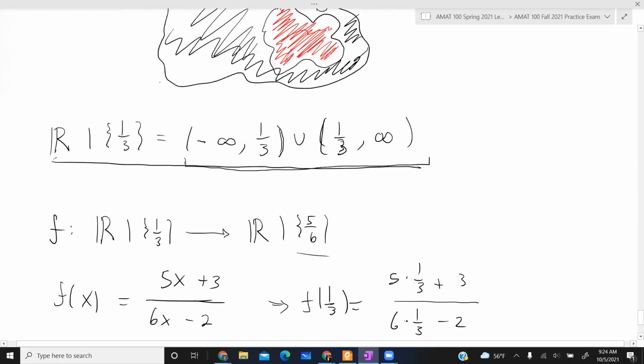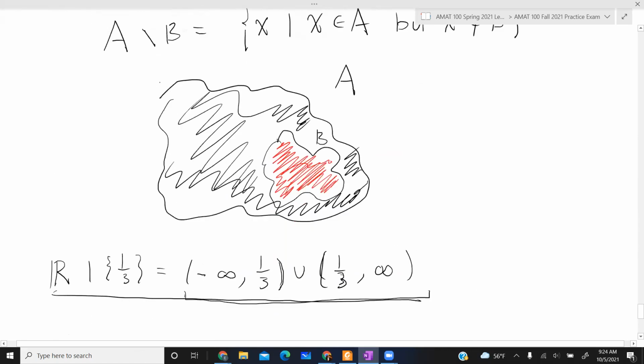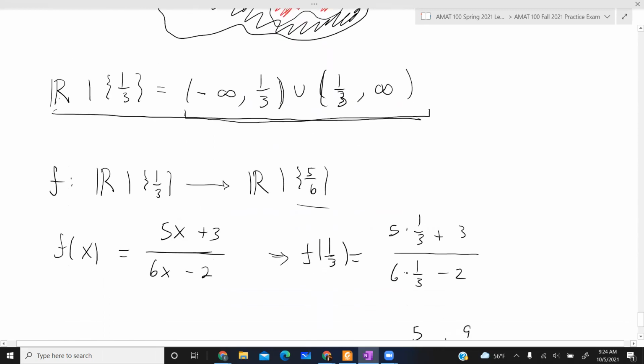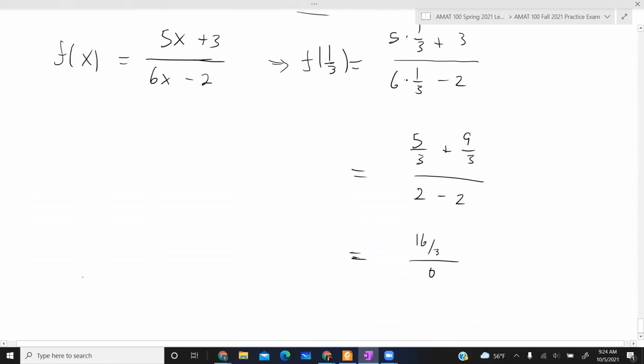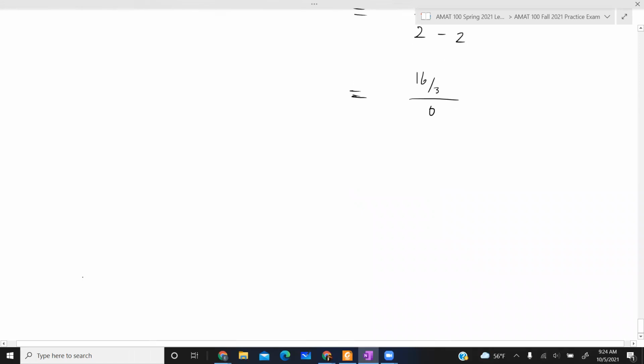So now you know, for the test, what this means. R set difference 1/3 means literally just take the point 1/3 out of the real line. That's all. And if you don't like this notation, you can just think of it in terms of the union of these two intervals. So now, as a function from those two sets, does the function have an inverse? And the answer is yes.